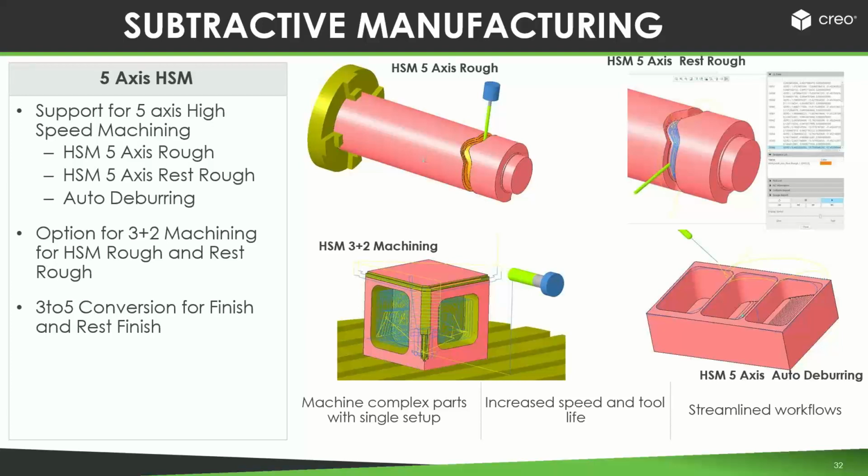And I do want to mention from a packaging perspective, any customer out there today that currently has 3-axis high-speed machining will get 5-axis capabilities as part of that. So the 3-axis package that we offered will then have the 5-axis added to it.